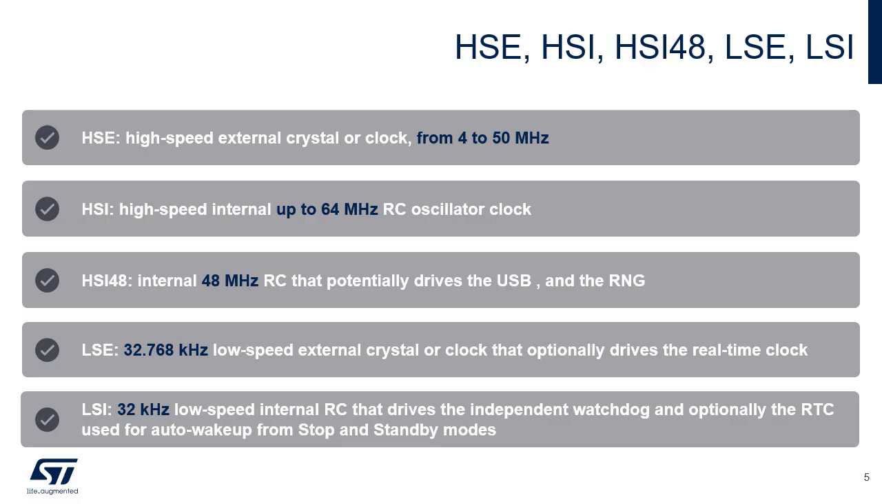The HSI48 is generated from an internal 48 MHz RC oscillator. 48 MHz is a canonical frequency for a USB module. HSI48 can also be used as the reference clock for the RNG. The HSI48 is associated with a special clock recovery system, or CRS, circuitry that dynamically adjusts the frequency according to the receipt of a USB start of frame packet, or the LSE, or an external signal.